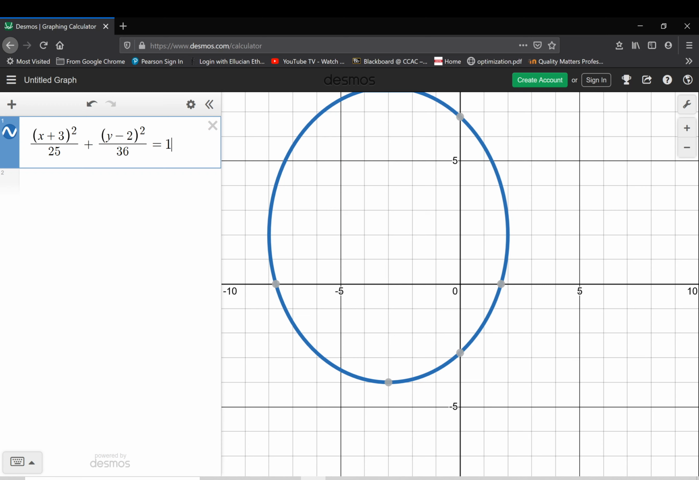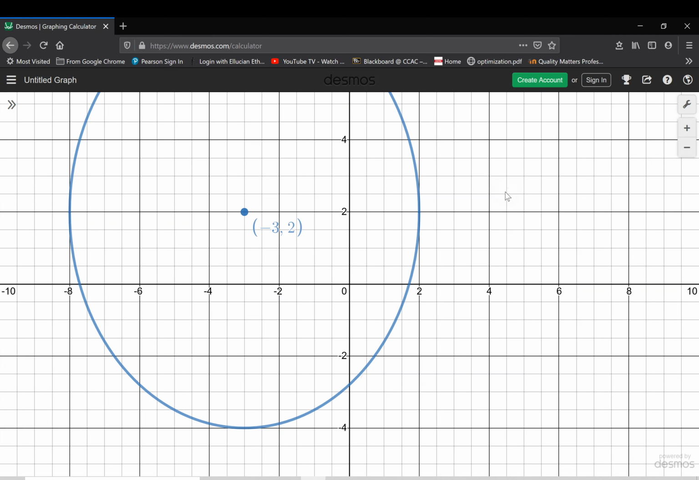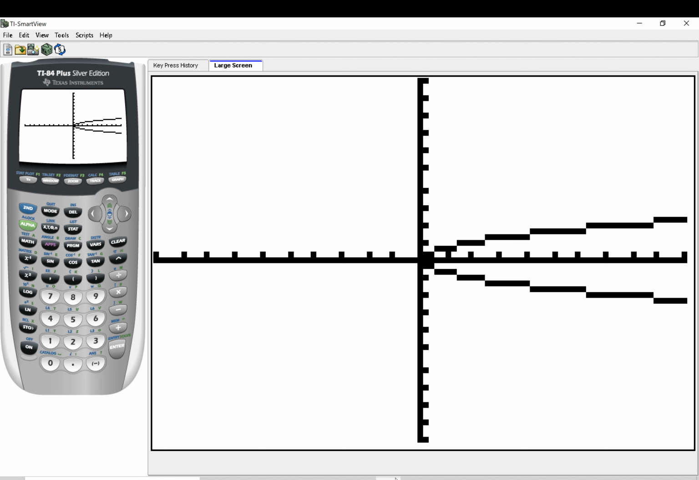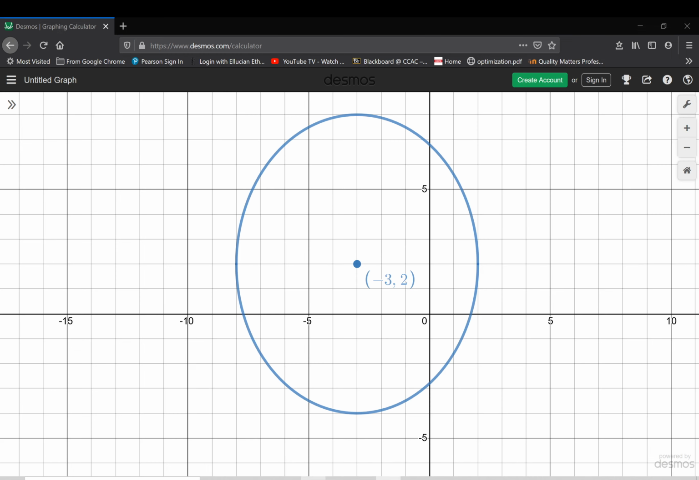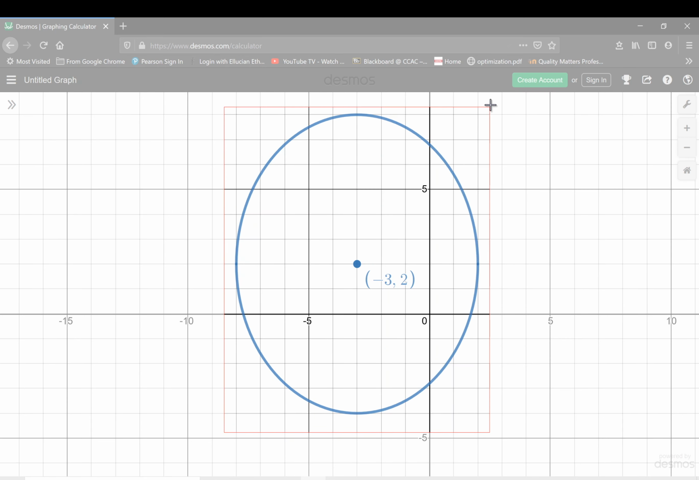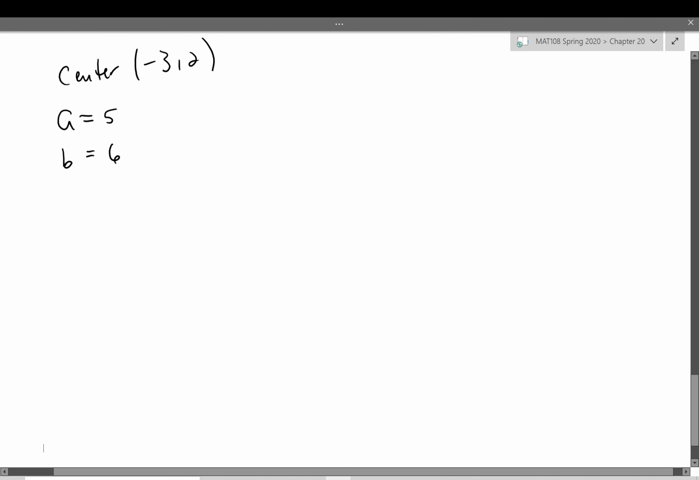All right. And let's label the center. The center is going to be (−3, 2). Okay. I'll make this the same color blue. And let's label it. Okay. All right, there we go. So now let's copy this into our notes. Oh, wrong tab. Okay. And one more. There we go. We'll put it right there. Good.